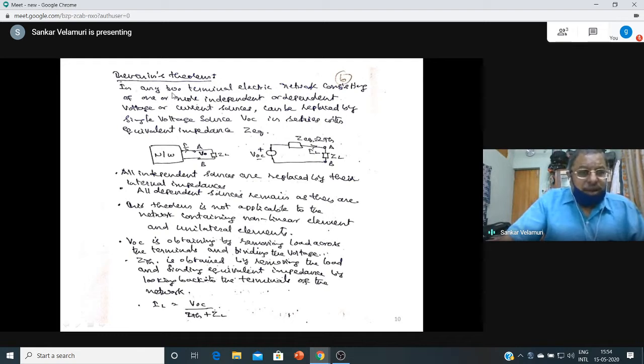In any two-terminal electric network consisting of one or more independent or dependent voltage or current sources, the network can be replaced by a single voltage source VOC in series with an equivalent impedance Z equivalent. This is a block box representation. A and B are the terminals, ZL is the load, V0 or VL is the load voltage, and I or IL is the current. So this is to be replaced with VOC and Z equivalent.